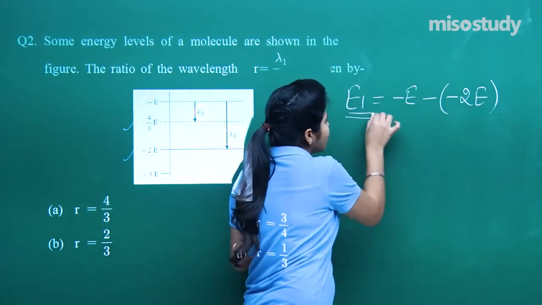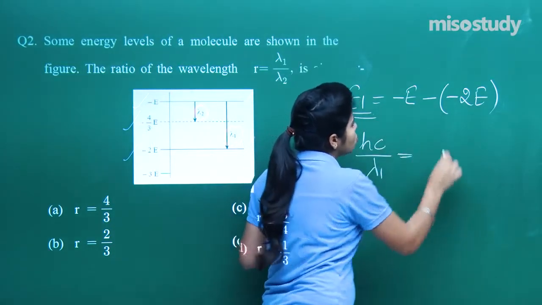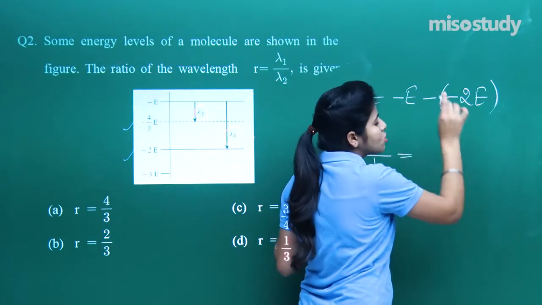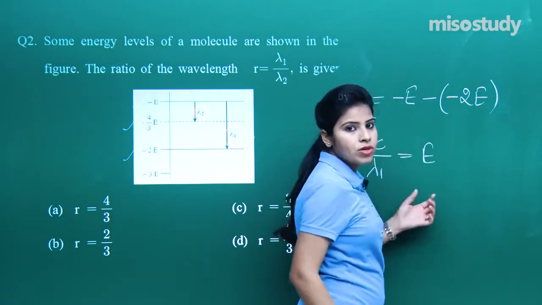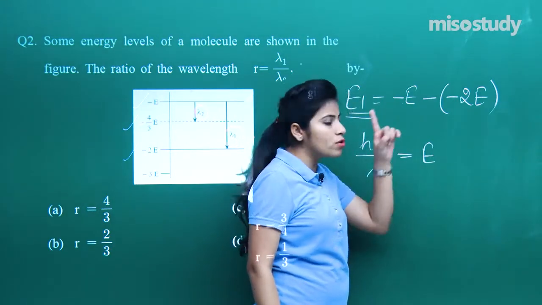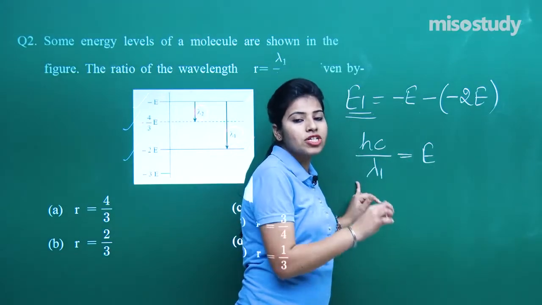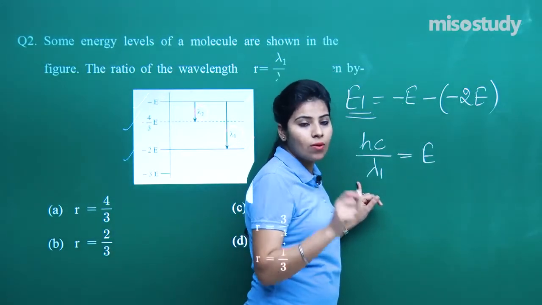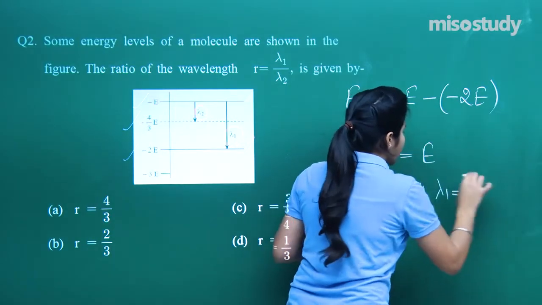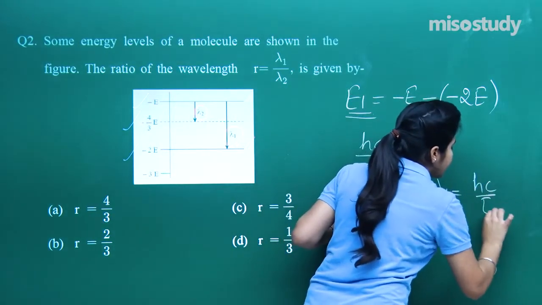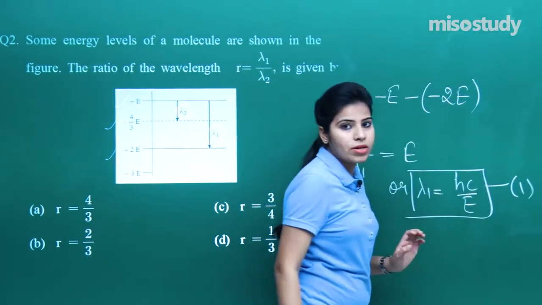So we can write hc by lambda 1 equals minus E, minus minus becomes plus, so 2E minus E, which is E. You have your energy for the first wavelength as E. Now from this equation I can find lambda 1. So lambda 1 will be hc by E. Let us consider this as equation number 1.